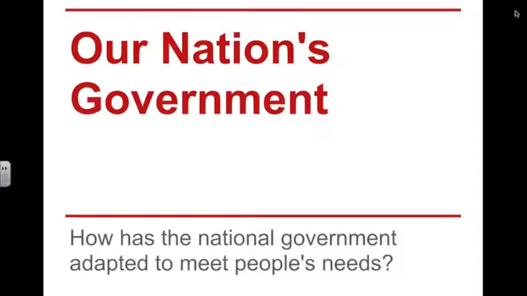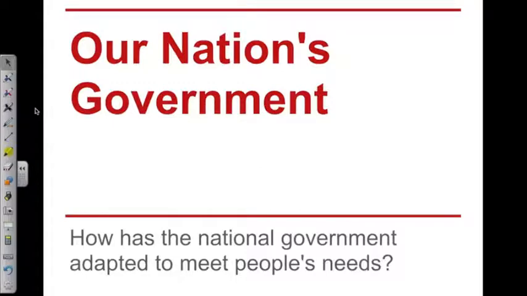A couple objectives that we want to achieve today: I want you to be able to describe the type of government we have in the United States and understand the powers and duties of the three branches of the national government. It all leads to this main idea at the bottom. How has the national government adapted to meet people's needs?